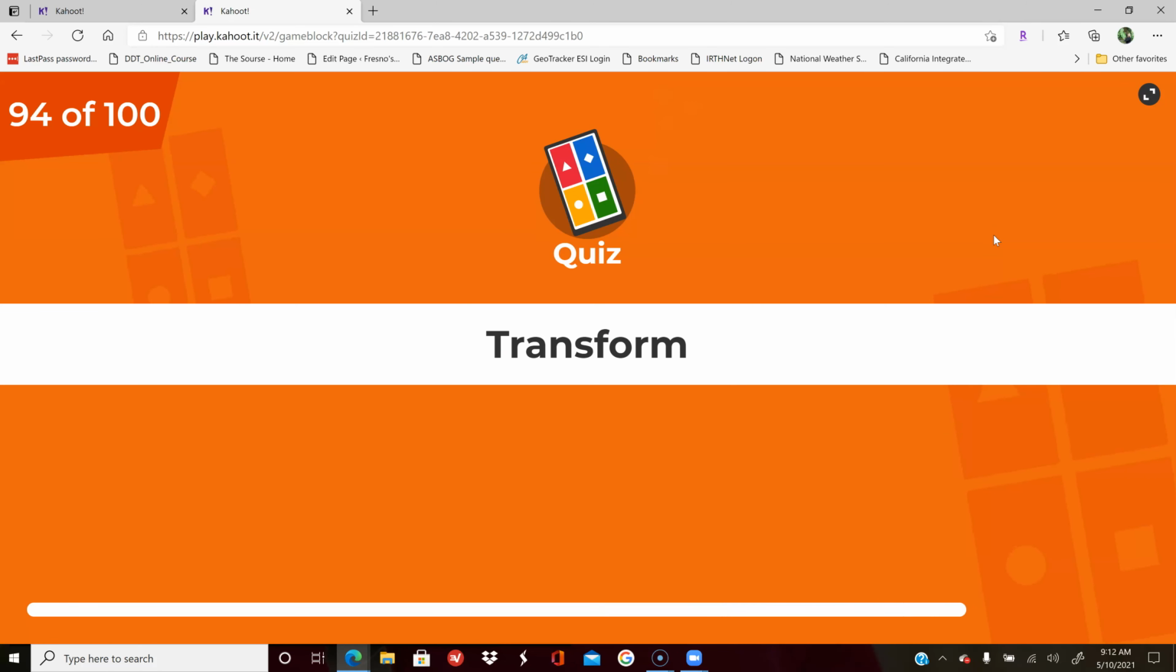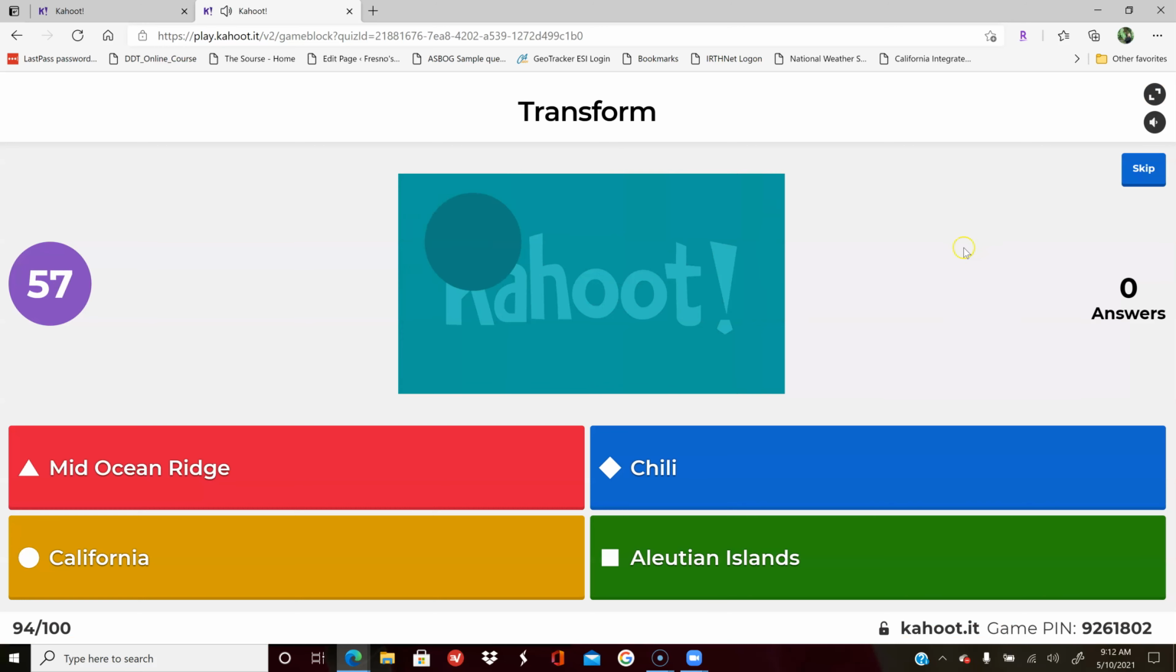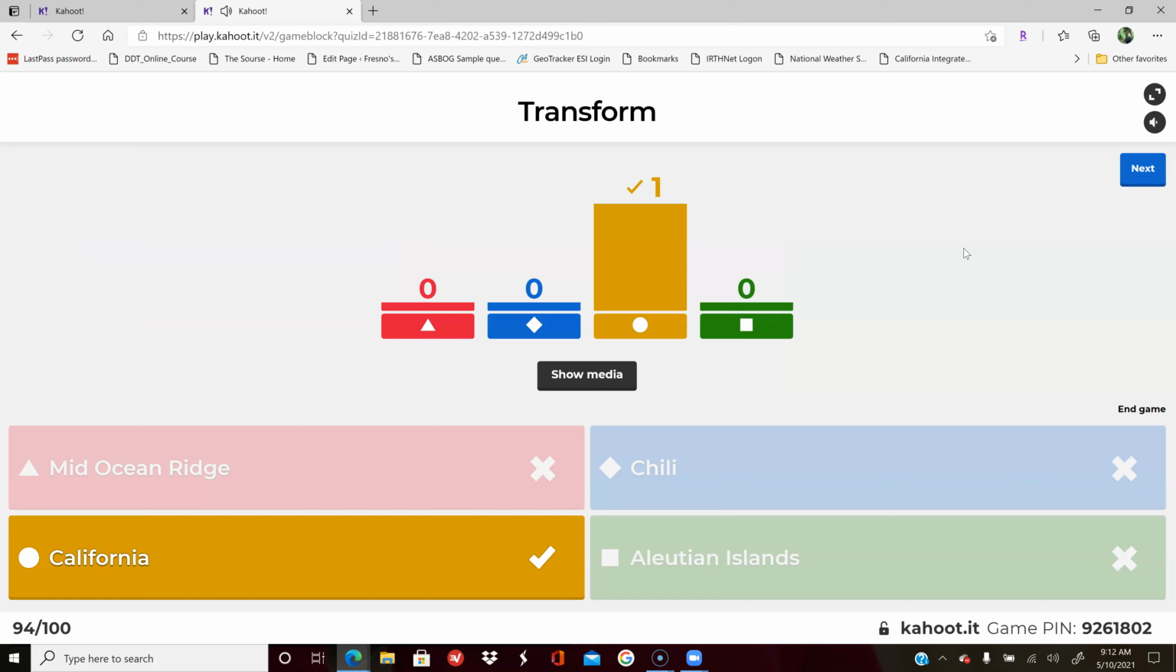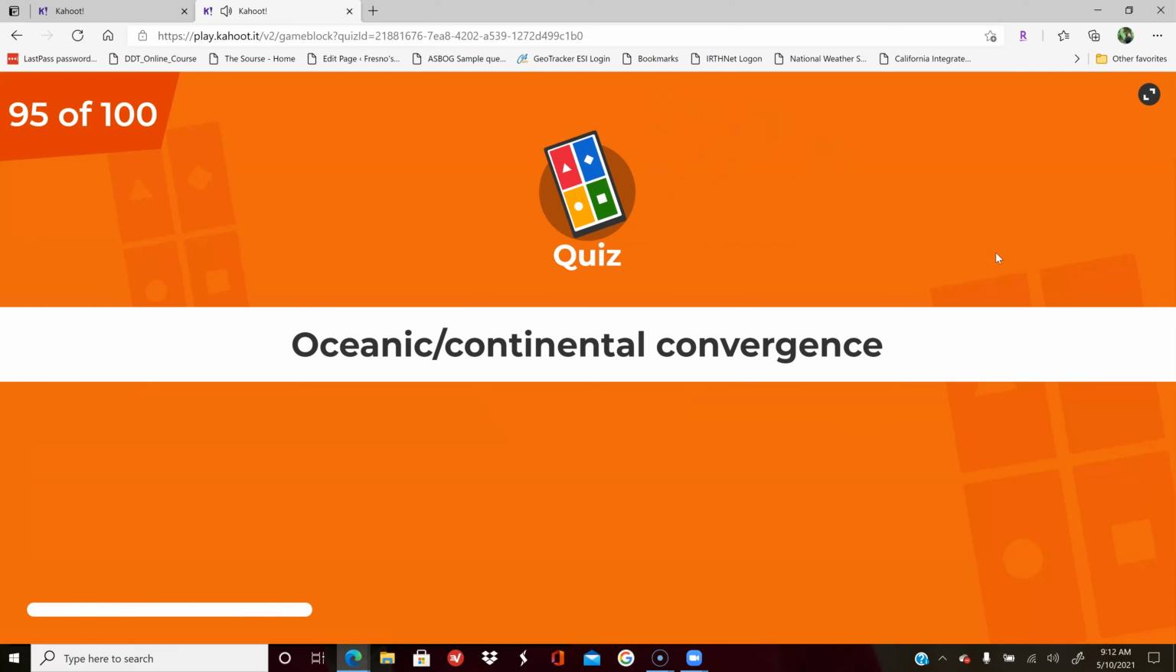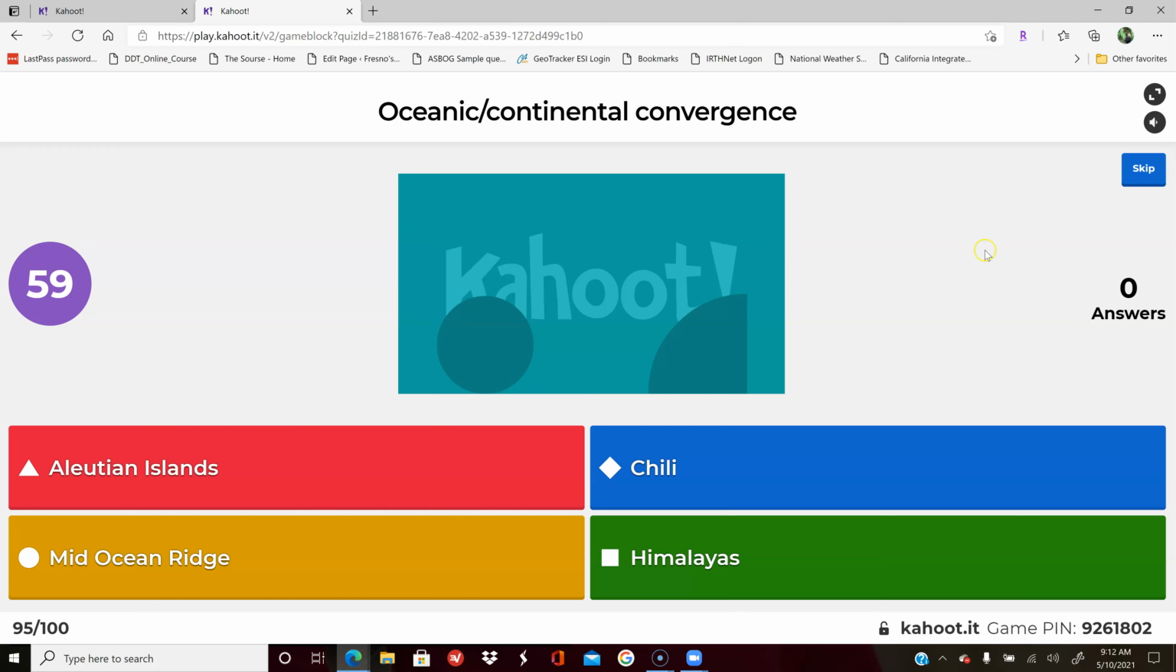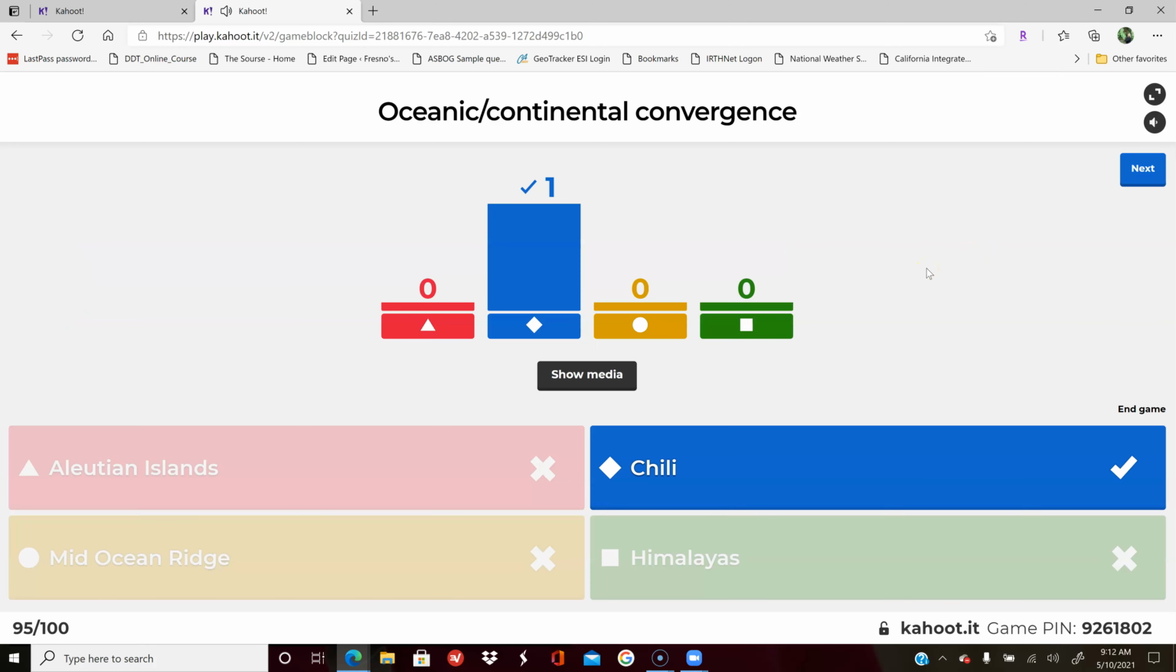Transform plate boundaries. Where would you find these ones? Mid-ocean ridge, Chile, California, or Aleutian Islands? This would be California. Oceanic continental convergence. Aleutian Islands, Chile, mid-ocean ridge, or Himalayas? This would be Chile. Chile has an oceanic continental convergence.